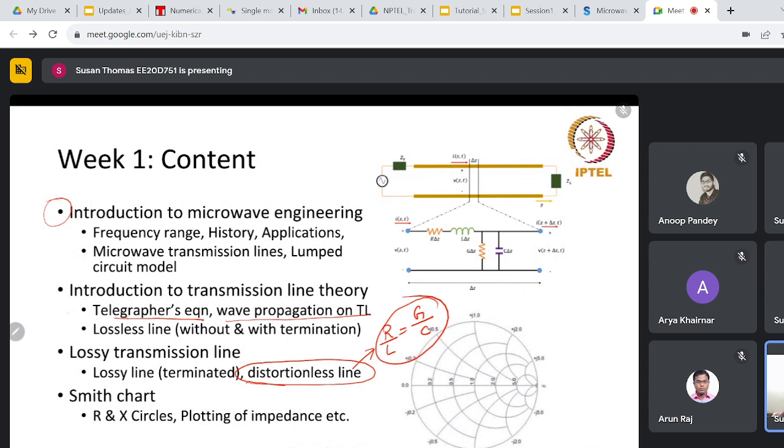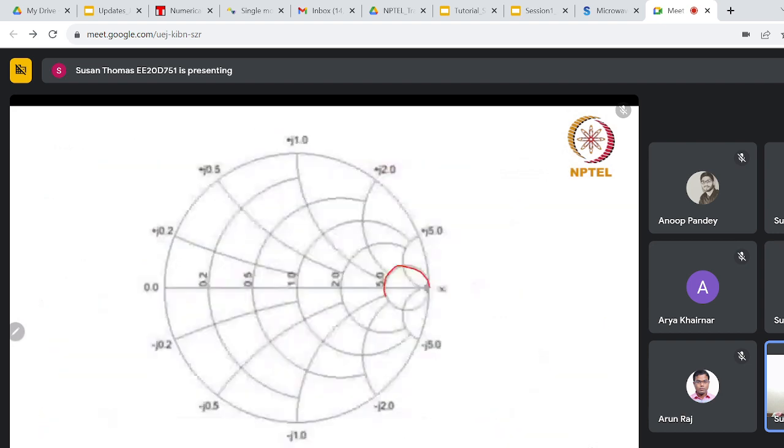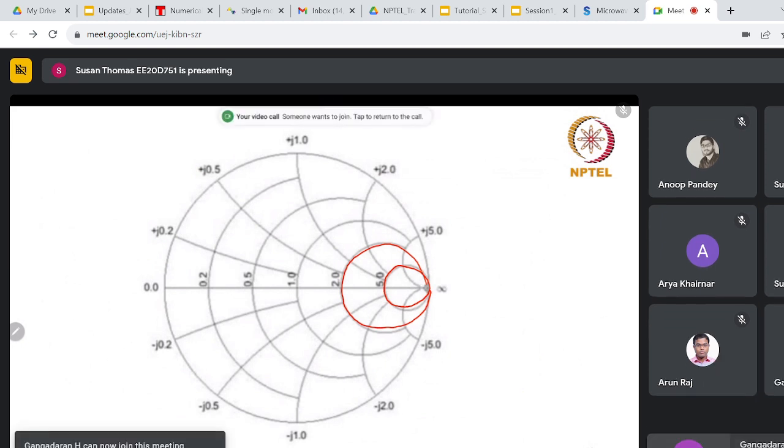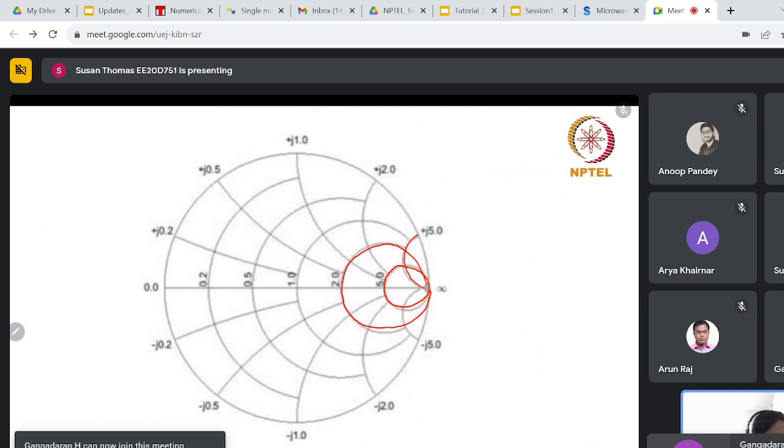And towards the last lecture of this week 1, we had a discussion on the Smith chart also. In the Smith chart, there are resistance circles and reactance circles, R circles and X circles. All of you are familiar with this. So these are all called R circles, okay, and these are called the X circles.